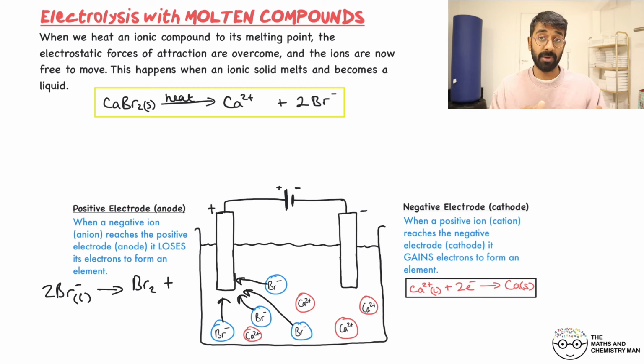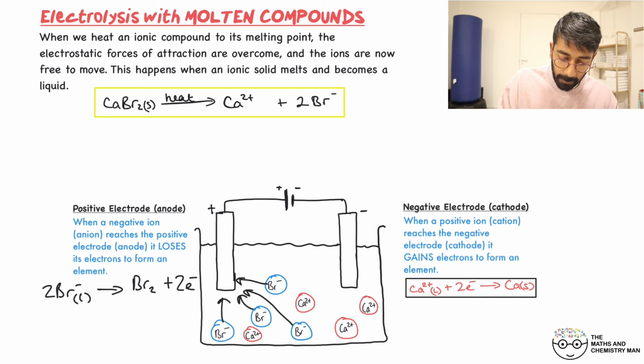Because each of those bromide ions has a minus charge, it's got 1 electron too many. So we need to lose 2 electrons in total because there are 2 Br-.